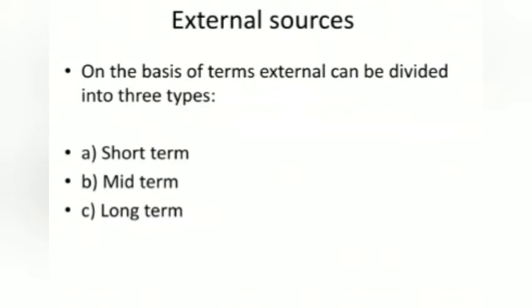On the basis of terms, external can be divided into three basic categories: short-term, mid-term, and long-term. Short-term means less than 1 year. Most of the finances of an organization are usually collected from short-term sources, which are repaid within a year. There are some examples like discounting bills receivable, bill payable, short-term bank loan, bank overdraft, etc.